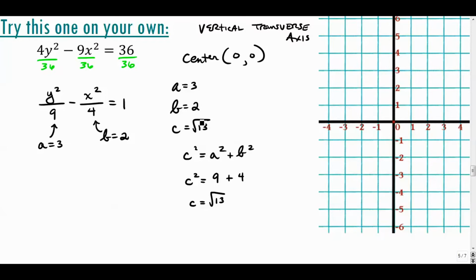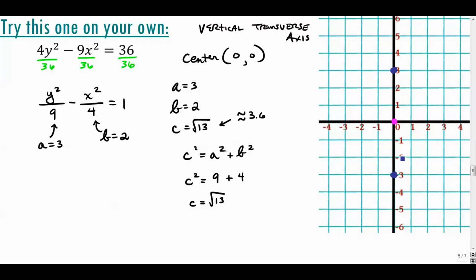Root 13 is a little bit less than 4, so I'll call it about 3.6 or so, just for our reference. It's approximately equal to 3.6. And I think we're ready to start graphing some stuff. So let's put our center at 0, 0. We know this is a vertical hyperbola, so the a term is going to lead us up and down to the vertices. The vertices are at positive 3 and negative 3.